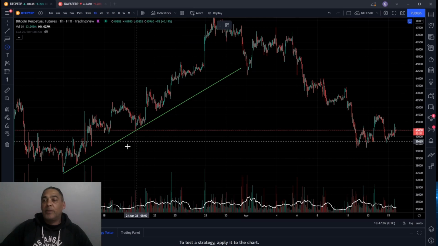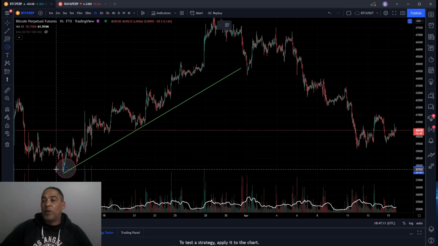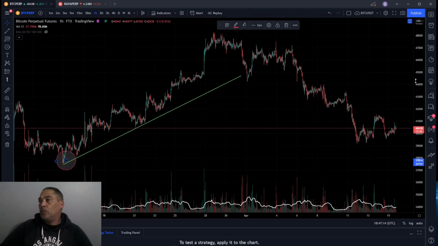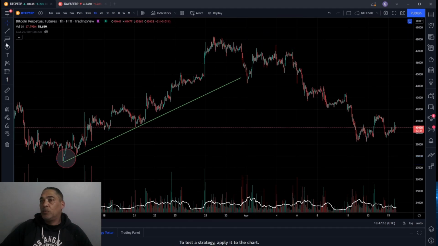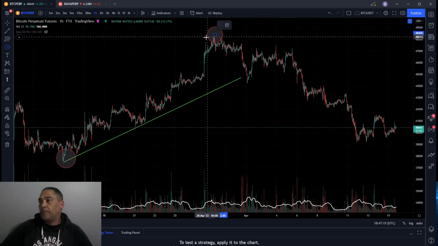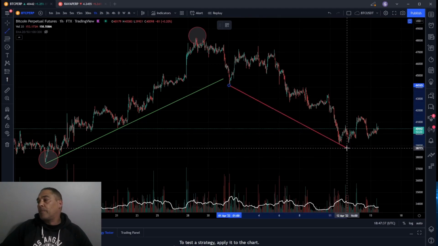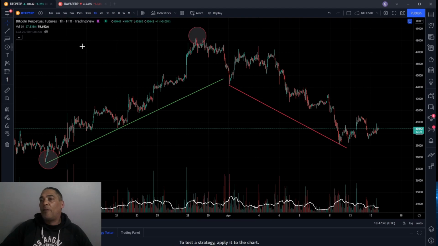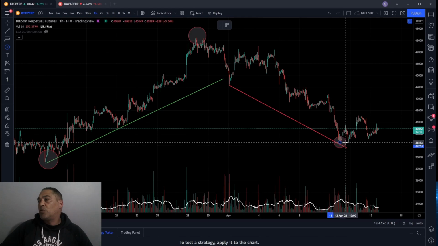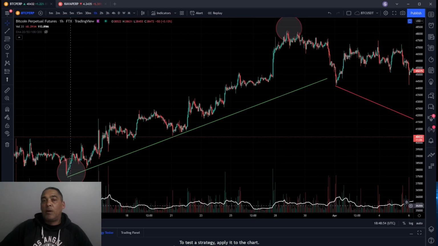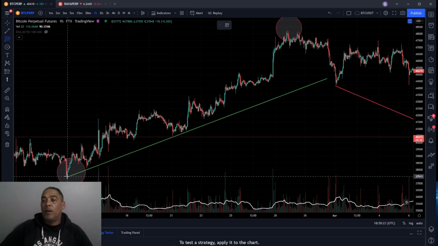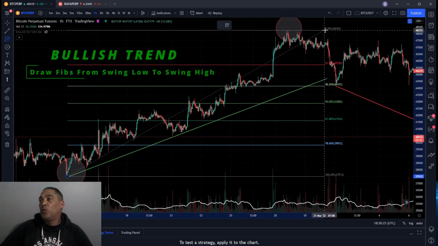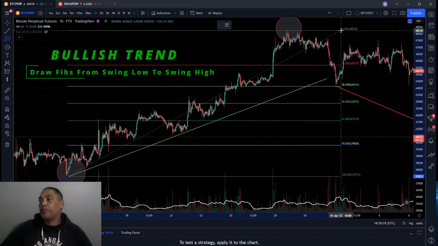In a bullish trend, we draw from a swing low to swing high, and in a bearish trend we'll draw downwards from a swing high to a swing low. Now that we established the trend and our swing low and swing high, we can apply the Fibonacci retracement tool and draw from the swing low to the swing high in a bullish scenario.